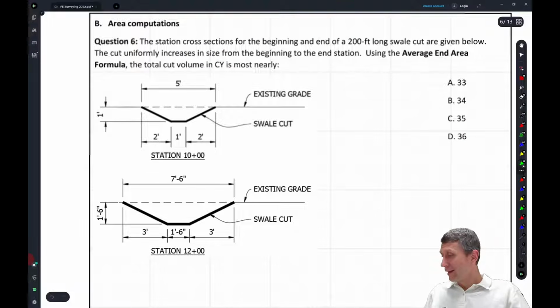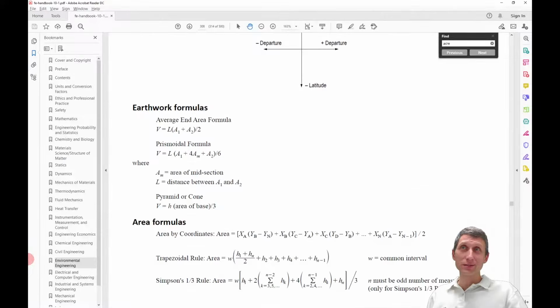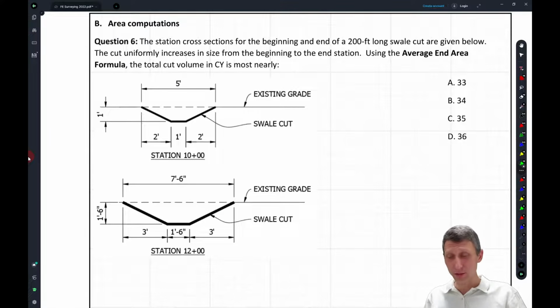One of the reasons I wanted to do this is because there are so few formulas in the surveying section. I just wanted to make sure you understood how to use them. So we've got the average end area formula and the prismoidal formula. I was talking to somebody yesterday and he said, we never learned the prismoidal formula. I said, okay, it's not hard. You can do it, believe me. If you know how to do some basics, you can do it.